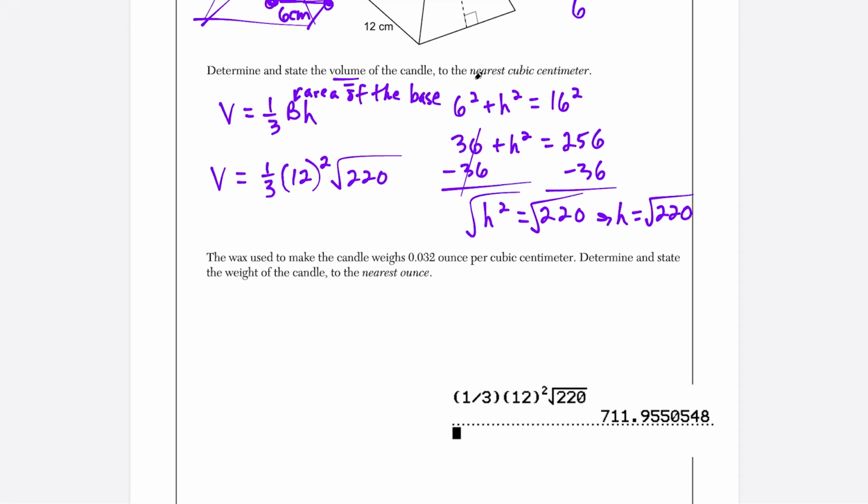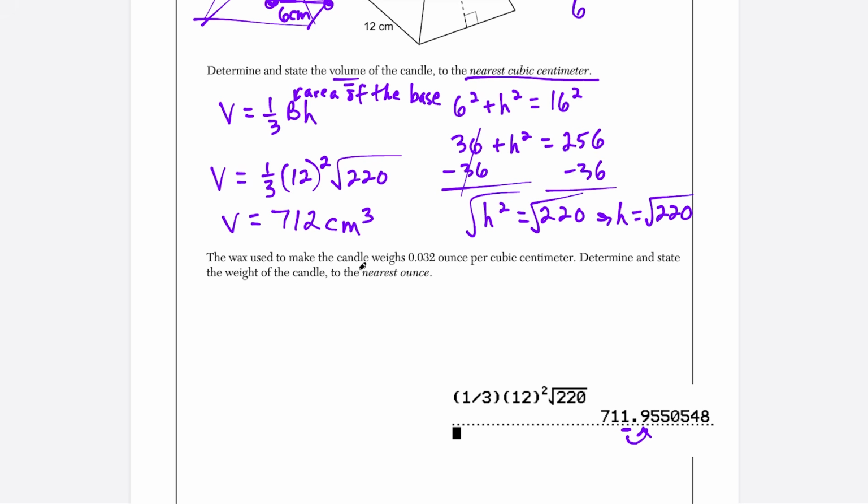So to the nearest cubic centimeter, that means we're going to round to the nearest whole number. We look to the ones place as a 1, and to the right is a 9. So we're going to round up to 712. So the volume would be 712 cubic centimeters. And for this one here, I'm going to write the units in because when we do the second part of this question, it helps to express the volume in terms of cubic centimeters. That way we could see how the units cancel out at the end.